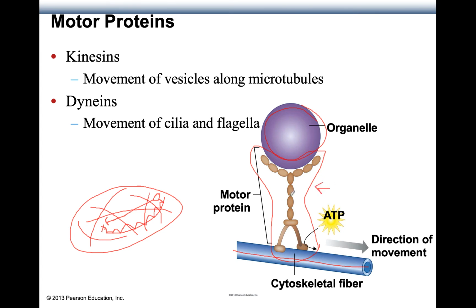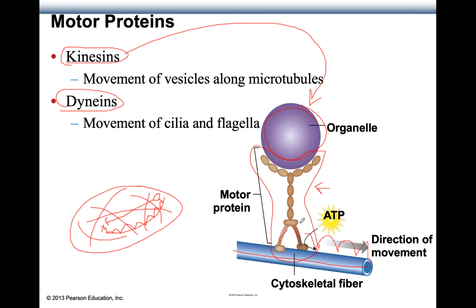This is the taxi cab or the driver that grabs onto the organelle, grabs onto the microtubule, and it literally has two legs here. And it walks along the cytoskeleton until it moves the organelle to where it needs to be. Now, there are two types of motor proteins. One is called a kinesin, the other is called a dynein. Kinesins are more like this guy here.